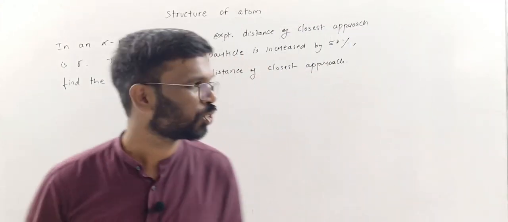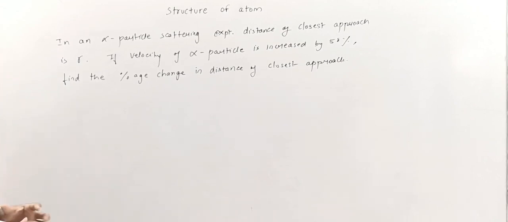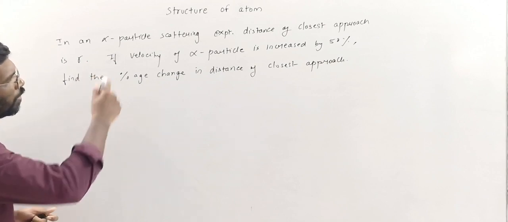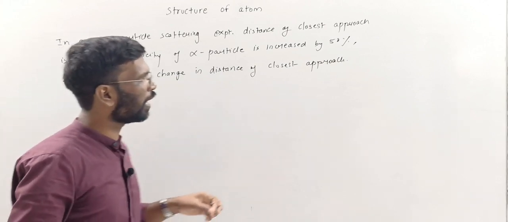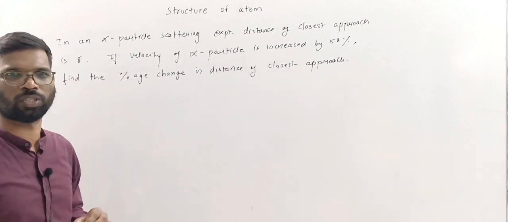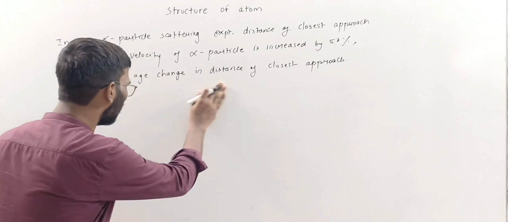Okay, here is a very nice question. Let's read this question. In an alpha particle scattering experiment, the distance of the closest approach is r. If the velocity of the alpha particle is increased by 50%, find the percentage change in the distance of the closest approach. See, the experiment is very simple.